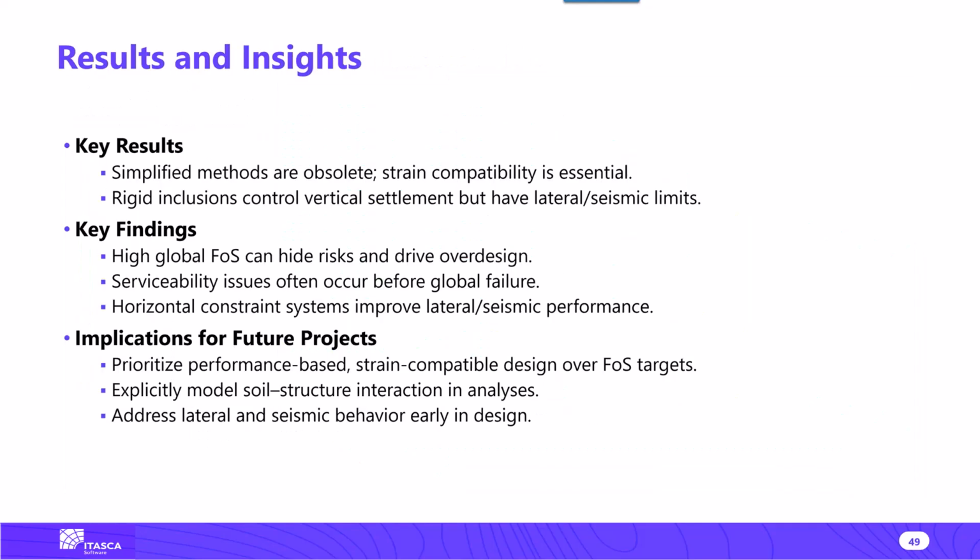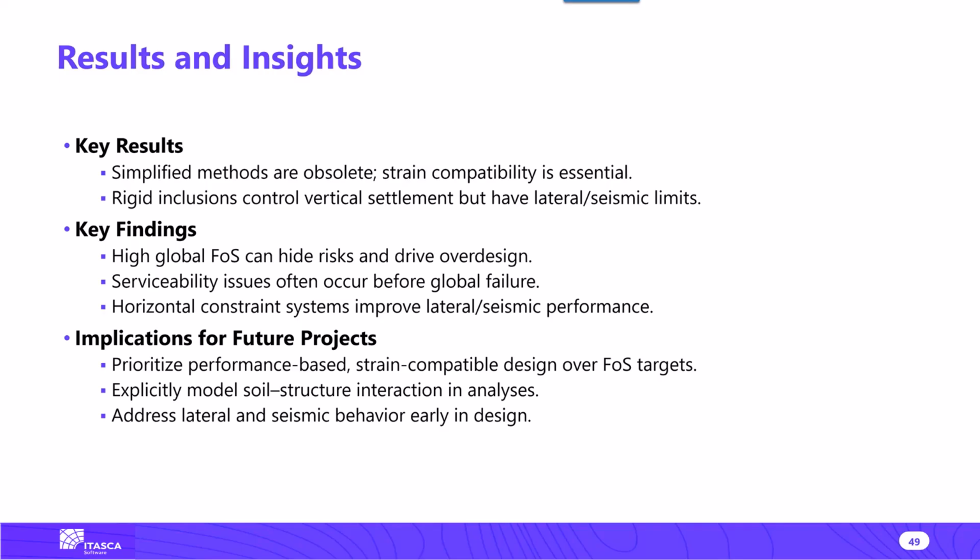So just a summary of what we have discussed this morning. When we are dealing with this complex system in which we are combining different components that engage at different levels of strain, simplified methods do not provide, I would say, a satisfactory answer in terms of understanding how the system works. Strain compatibility is essential. Rigid inclusion works very well for controlling vertical settlement, but most of the time we need to add some other element or some other system in order to improve the horizontal stiffness of the system.